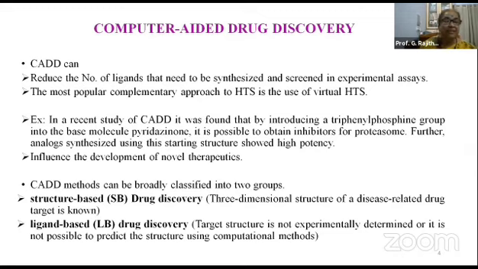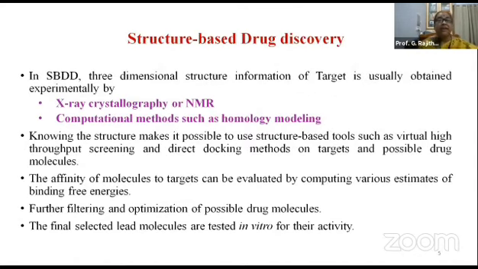So this is, as I said, structure-based drug discovery and ligand-based. The only difference between the structure-based and ligand-based is that in structure-based we know the three-dimensional structure of the target. In ligand-based, we don't know the three-dimensional structure of the target. Under structure-based drug discovery, if we want to know the three-dimensional structure, how will we determine it? Experimentally, either by X-ray crystallography or proton NMR. And the second option is computational methods such as homology modeling.